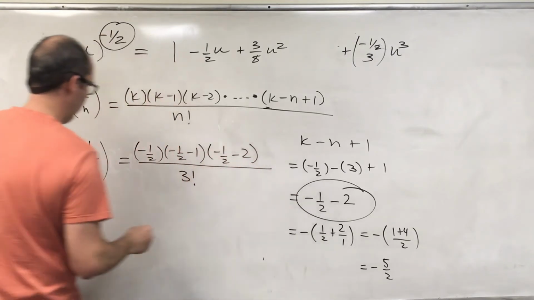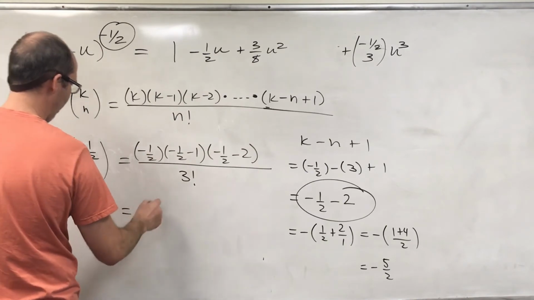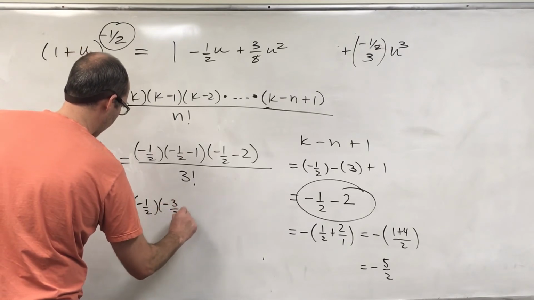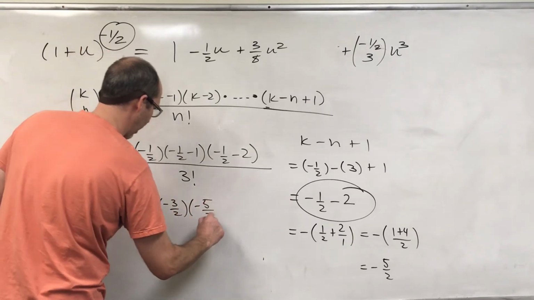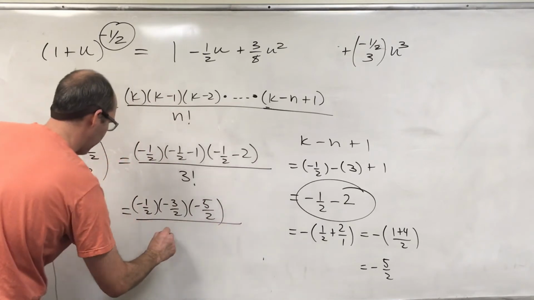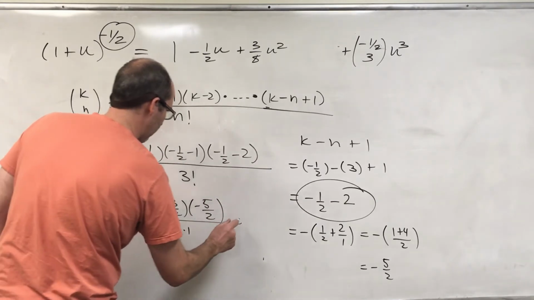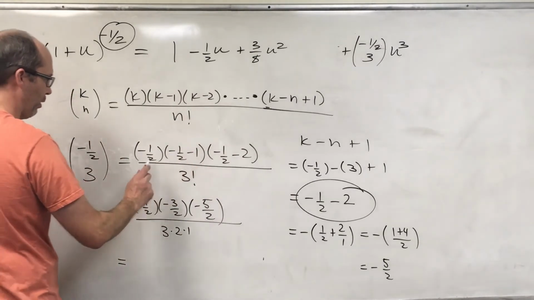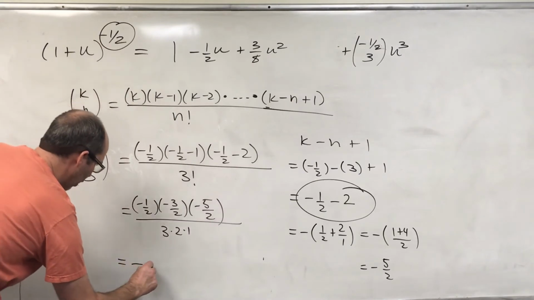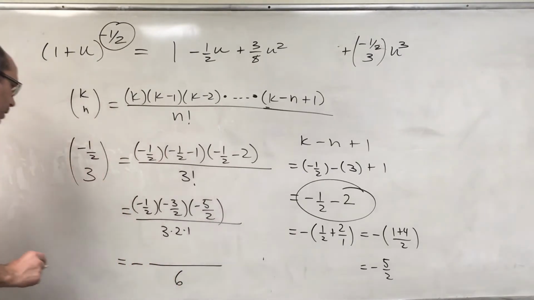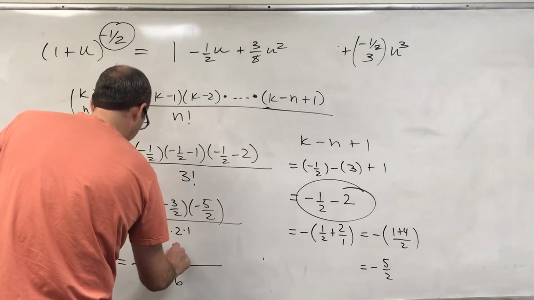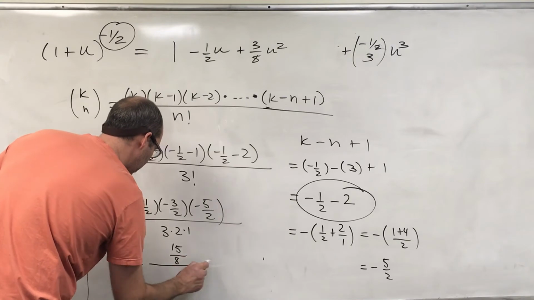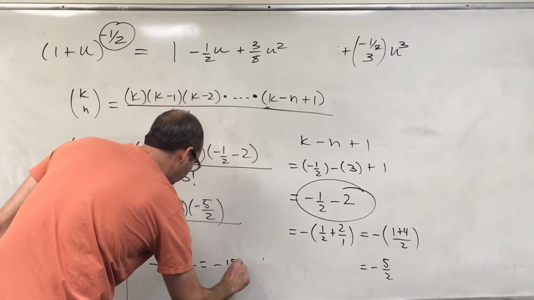Right, we stop there. So negative 1/2, negative 3/2, negative 5/2 over 3 times 2 times 1. Okay, so negative times a negative is a positive, positive times a negative is a negative. Overall, we're going to have negative. We got a 6. We got 5 times 3 is 15. 2 times 2 times 2, that's an 8. Right, so we've got negative 15/8.